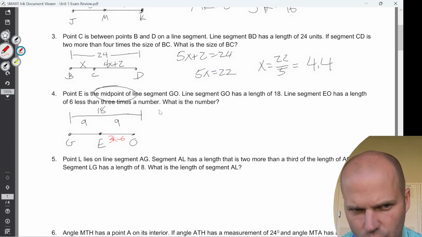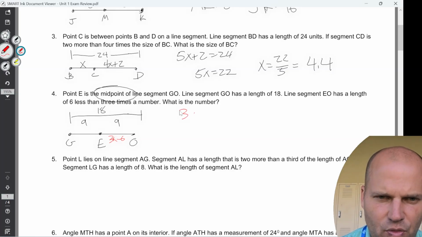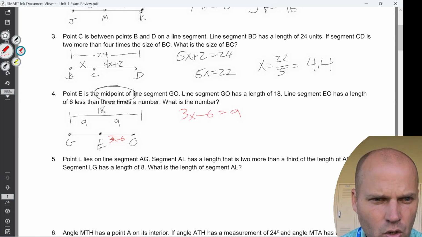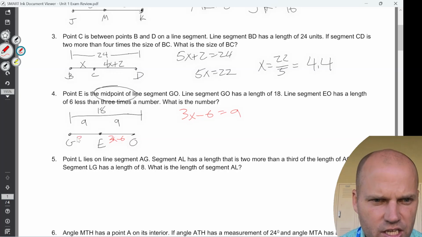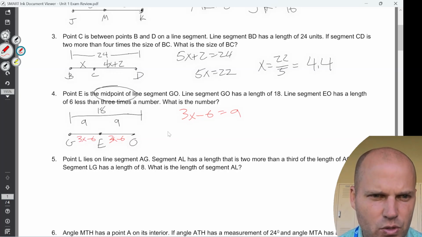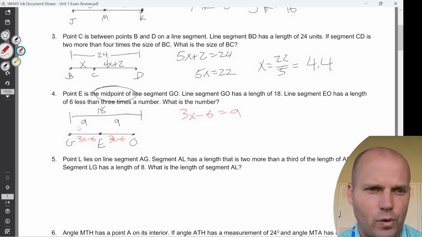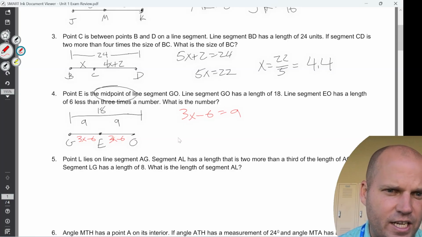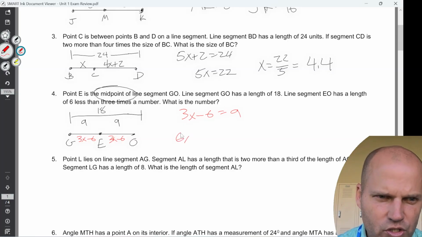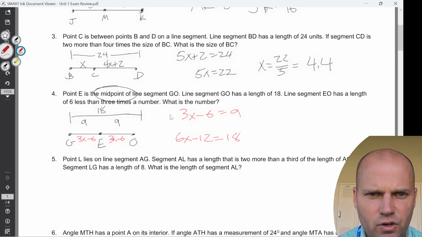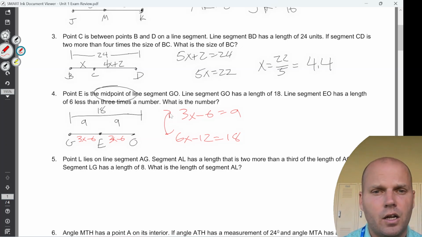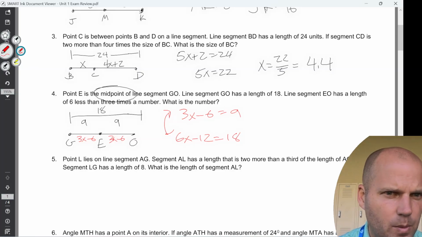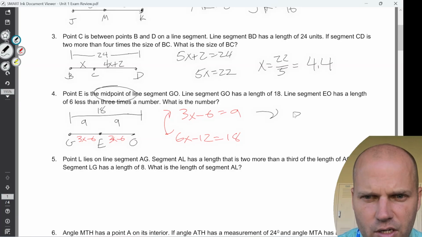Now there's 2 ways we can do this. We can either say that 3x minus 6 equals 9, or you can label GE the same as you label EO. GE can be labeled as 3x minus 6, and you could say GE plus EO equals GO, or double 3x minus 6 is 18, or 6x minus 12 is 18. You realize these two equations, 3x minus 6 equals 9 and 6x minus 12 equals 18, are essentially the same equations, just one's double the other. So solving either gives you x equals 5.